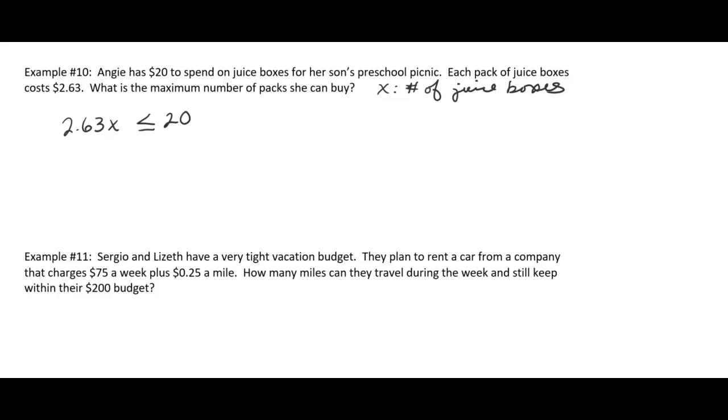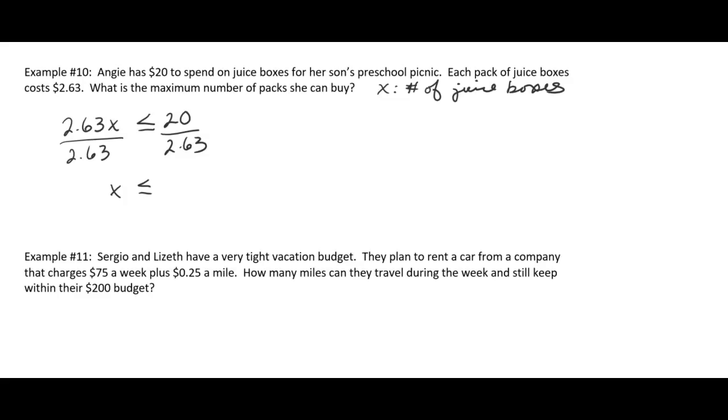Okay, so Angie has $20 to spend on juice boxes. Each pack of juice boxes costs $2.63. What's the maximum number of packs she can buy? Okay, so I get $2.63 times x is less than or equal to 20. I'm going to divide both sides by 2.63. And so x has to be less than or equal to, now let's see what we get.